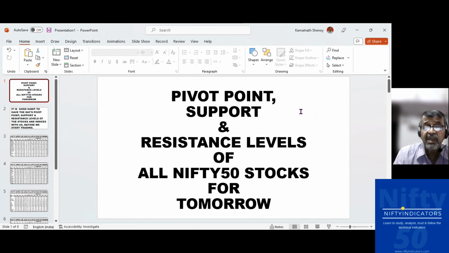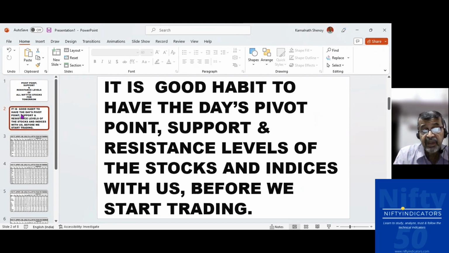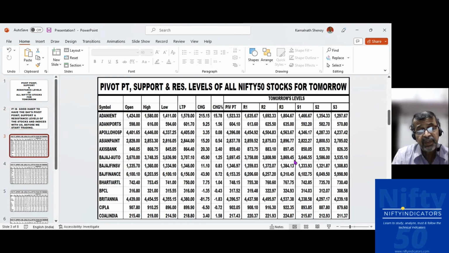If you have any doubt, feel free to call me. I shall explain you further in detail. It's a good habit to have the day's pivot point, support and resistance levels of the stocks and indices with us before we start trading. So here it is, presenting you the pivot points, support and resistance levels of all Nifty 50 stocks for tomorrow.